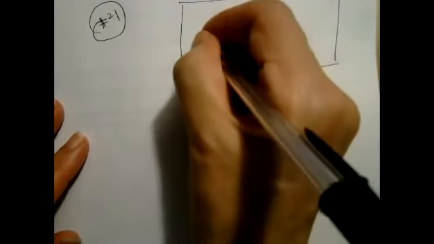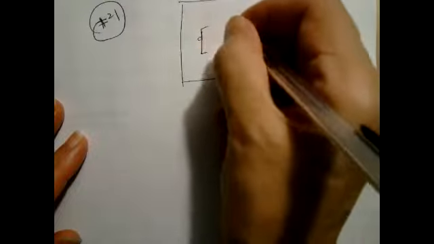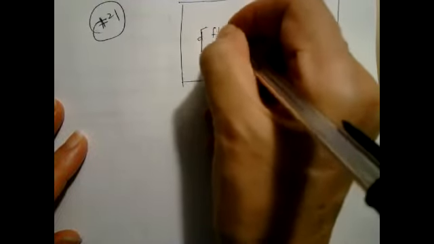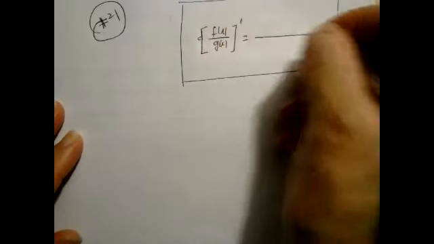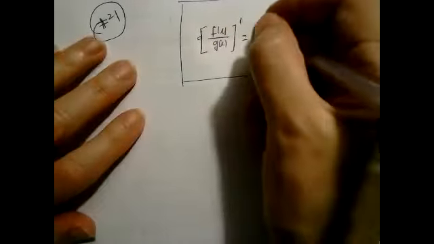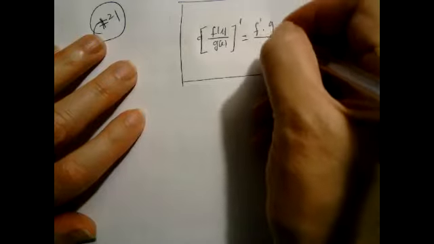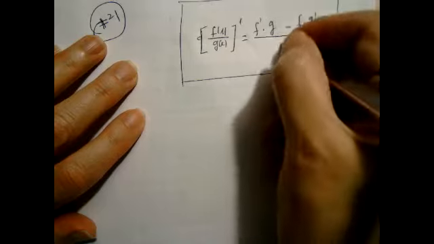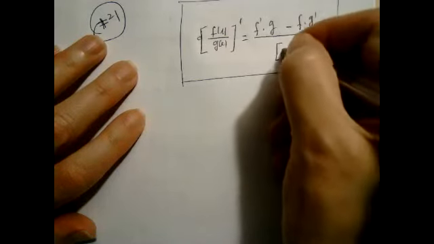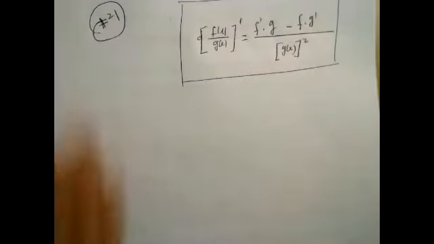Okay, so that's the basic quotient rule. So let us remember what the quotient rule tells us. If you have f of x over g of x, and I'm finding the derivative, it's the derivative of the numerator times the denominator, minus the numerator times the derivative of the denominator, the whole thing divided by the denominator squared. Okay, so that's the quotient rule.